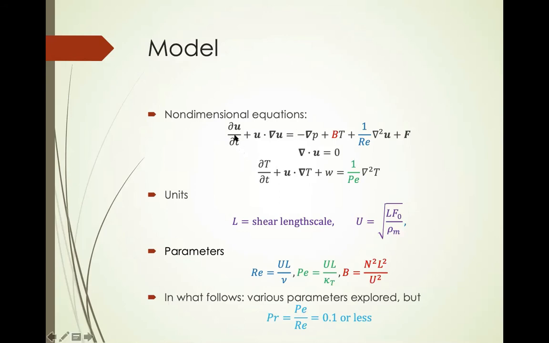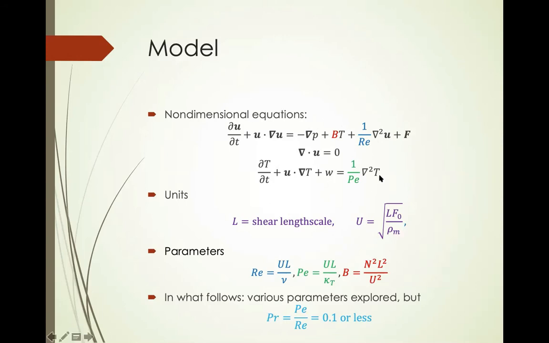The first one is a non-dimensional version of the Navier-Stokes equation, showing on the left-hand side the acceleration, and on the right-hand side all the forces, including the pressure gradient, the buoyancy force, the viscous force, and the body force applied to the system to drive the shear. This is the incompressibility condition for a Boussinesq fluid. And finally, this is a way of writing the thermal energy equation. And note in particular this term here, which accounts for the vertical advection of the background temperature.